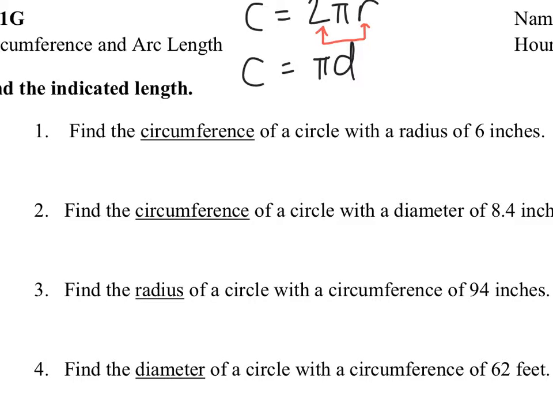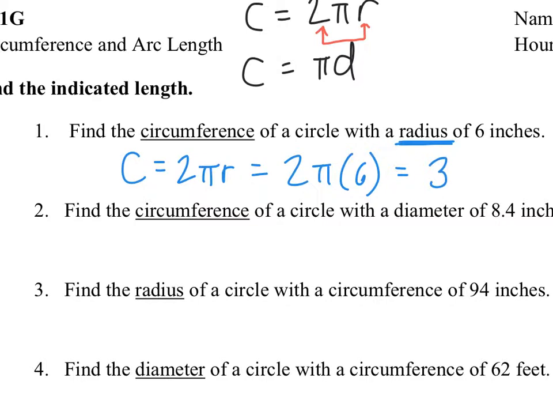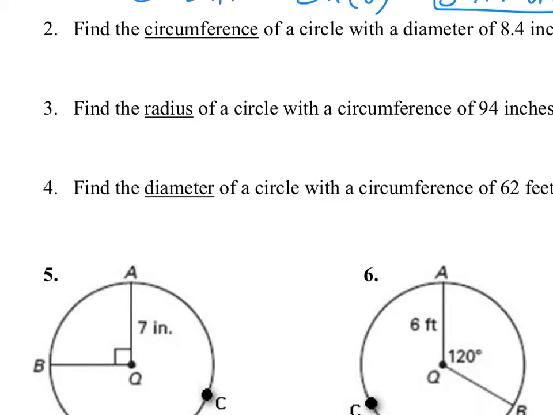So it tells us to find the circumference using the radius. So that's going to be our first equation. So the circumference would equal 2 pi r with a radius of 6. That would become 2 times pi times 6. And plug that straight into your calculator and you get 37.7 inches. And that is our answer.